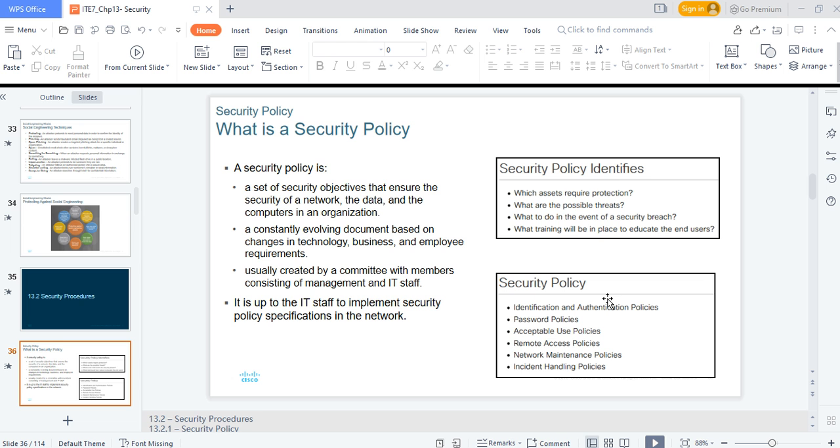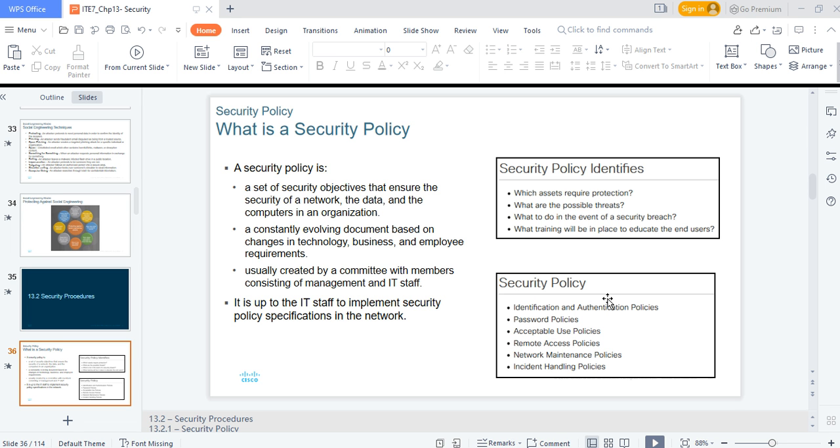HR, top management should have buy-ins. You should seek their help, you should seek their assistance, you should seek their approval, because you cannot do a policy as an IT personnel and it doesn't have the acceptance of everyone. Then the staff needs to be trained. You need to train everyone.